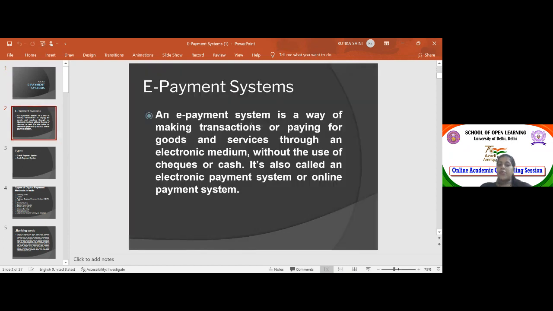Here we have the formal definition. An e-payment system is a way of making transactions or paying for goods and services through an electronic medium. That is what I just discussed, without the use of check or cash. So here the cash or the check is not involved. It is a kind of e-money, and the money is deducted directly from your account or your wallet, and then it is credited to another account. It is also called an electronic payment system or online payment system.